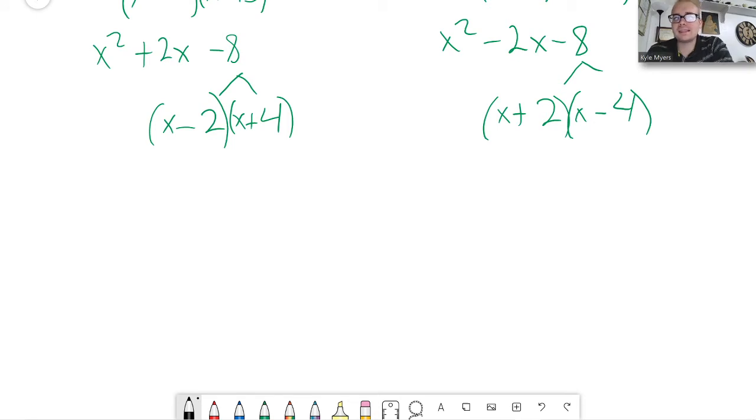So anyways, we get to 7, which is also a prime number. And we would have x squared plus 6x minus 7.